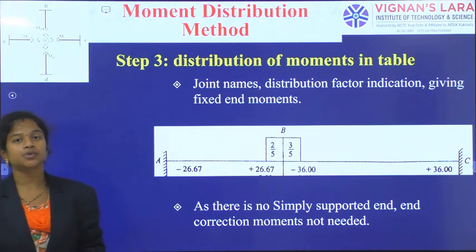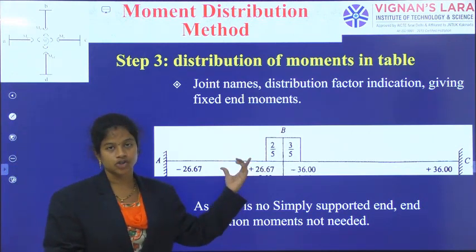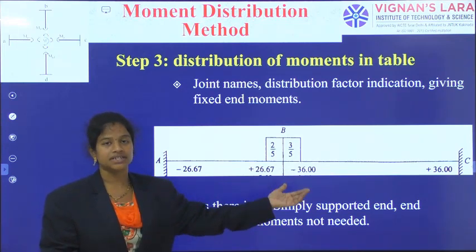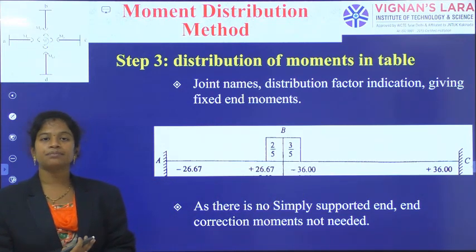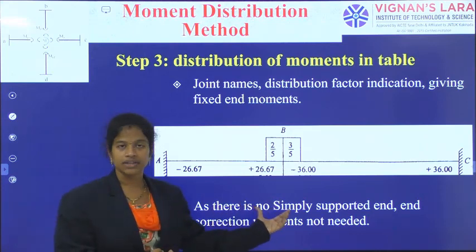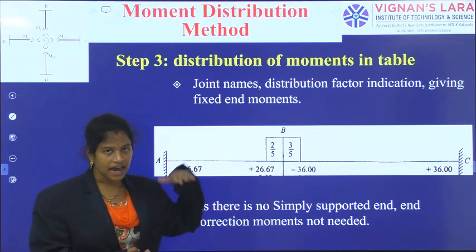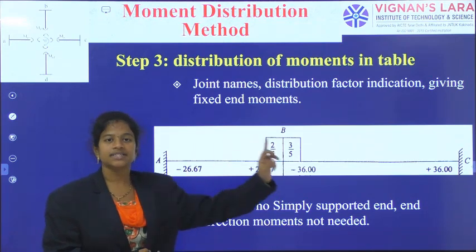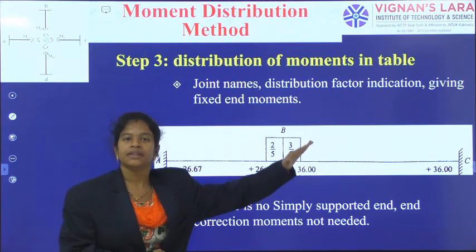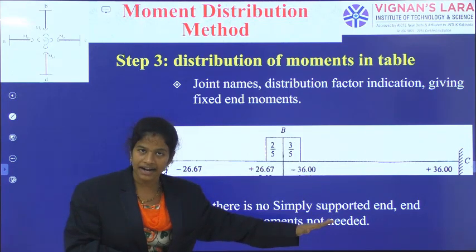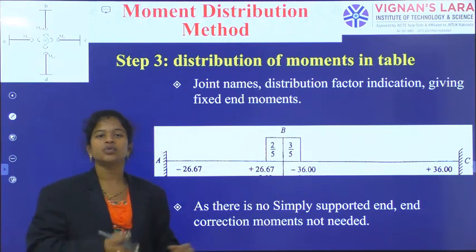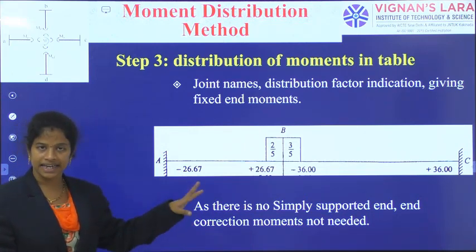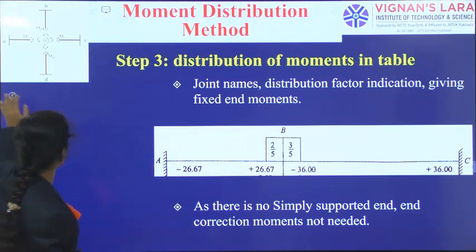What have we done for the distribution table? Firstly we indicated our joint names, then the distribution factors, and then the fixed end moments. If any simply supported end is there, we have to give the correction. As there is no simply supported end, I can directly go into the distribution process. Otherwise, those corrections need to be done, and after the correction we add, and for those added values we develop the distribution process.